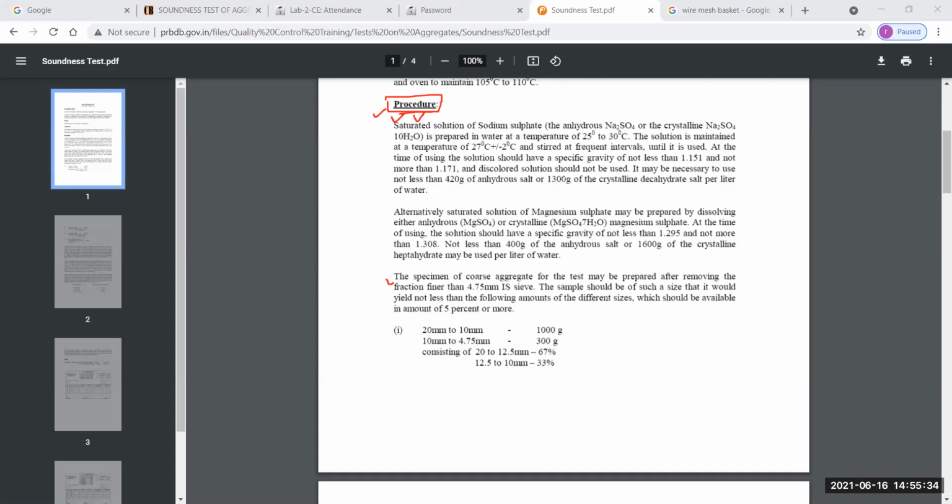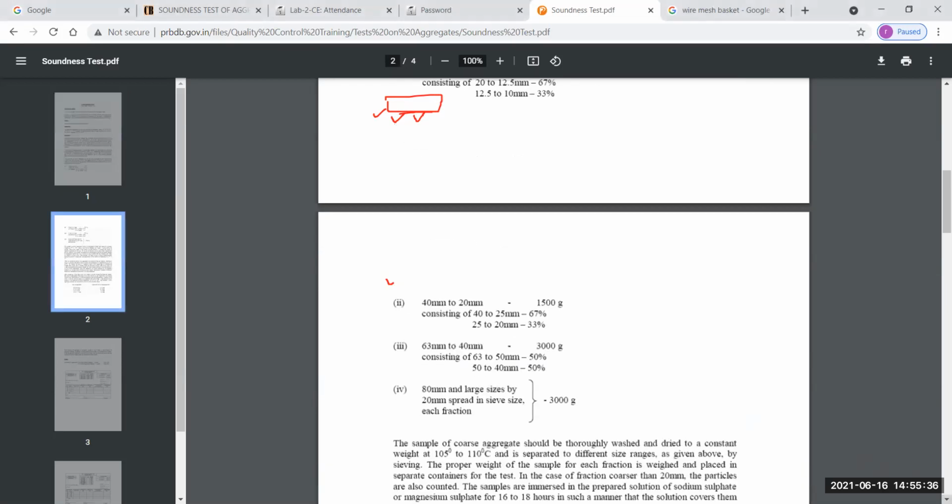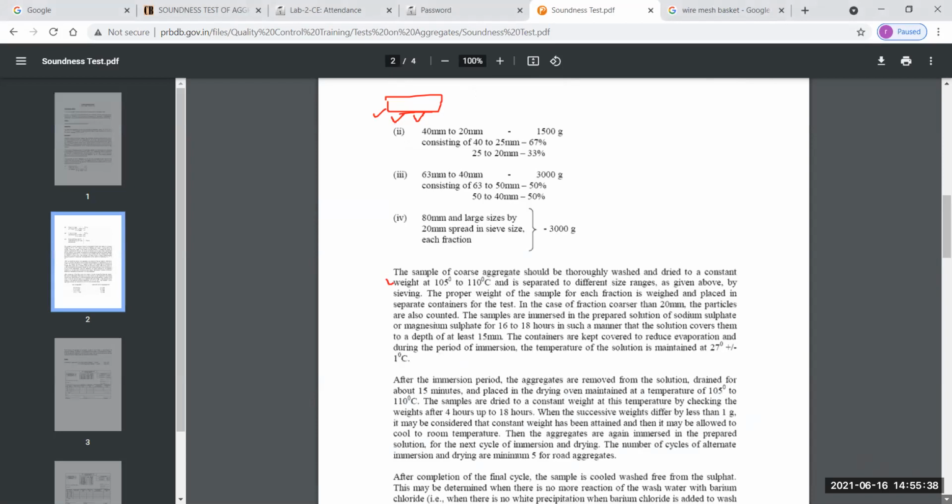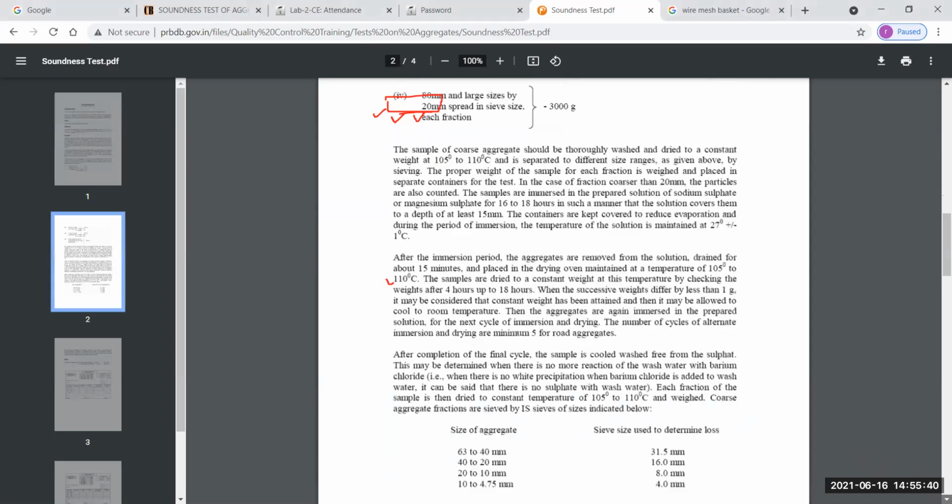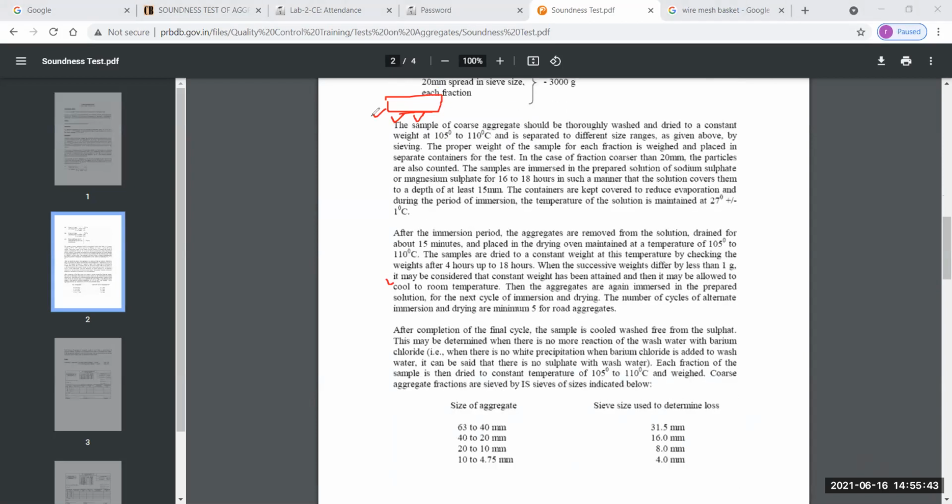Okay. You read from here. The sample of coarse aggregate should be.